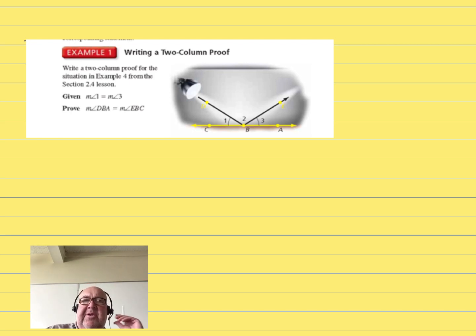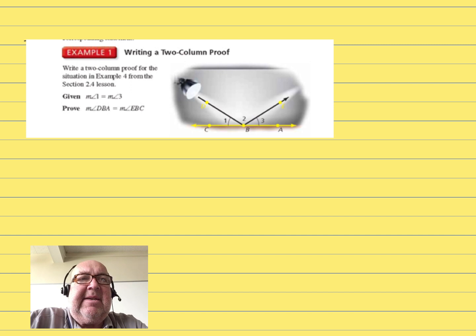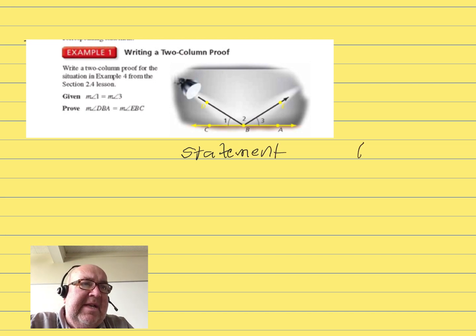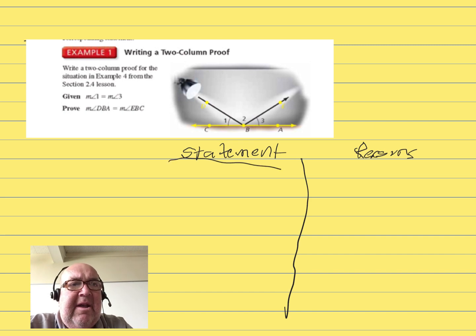We're now going to put that deductive reasoning into practice in writing what are called two-column proofs. So two-column proofs are going to list statements on one side and reasons on the other. This will be the laws or postulates or rules that justify statements.